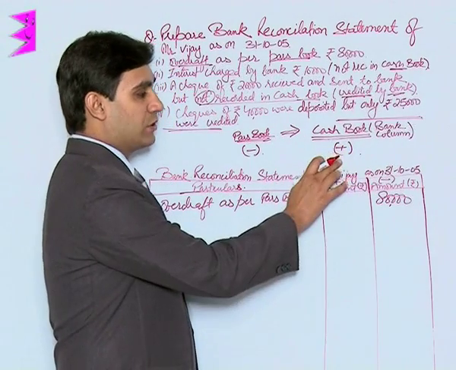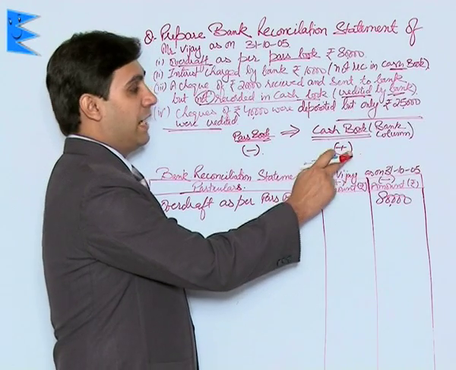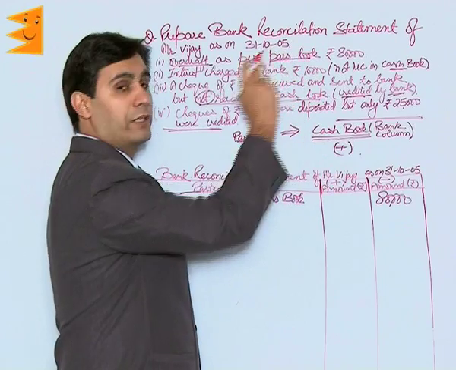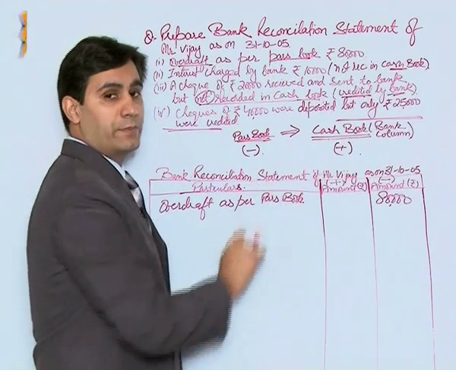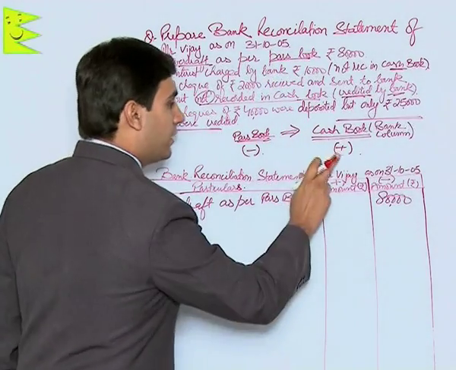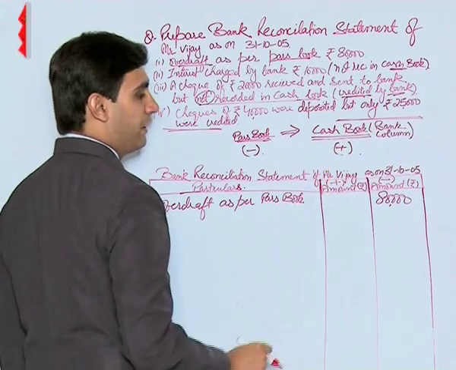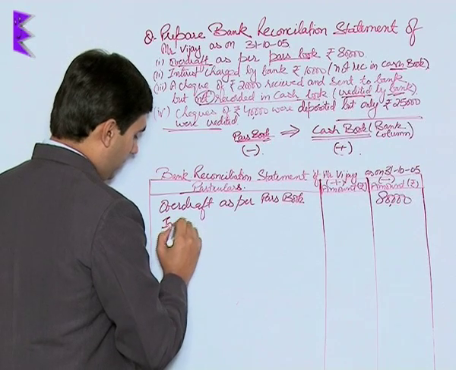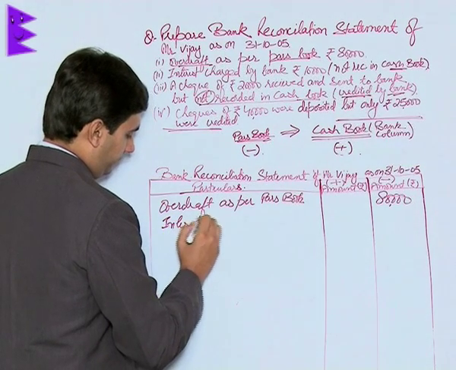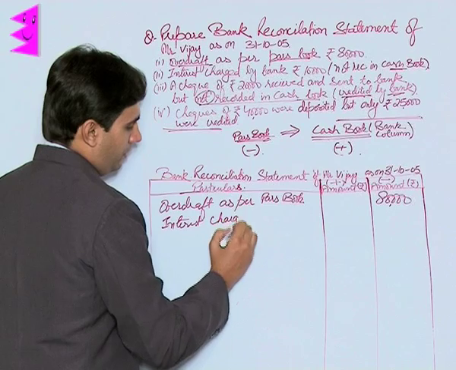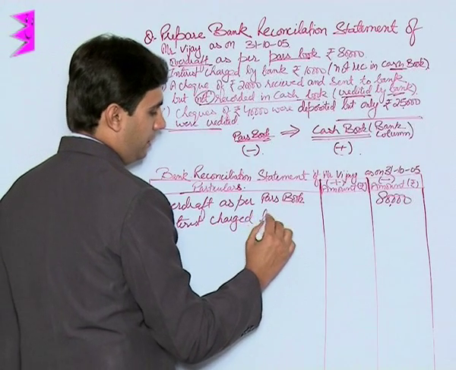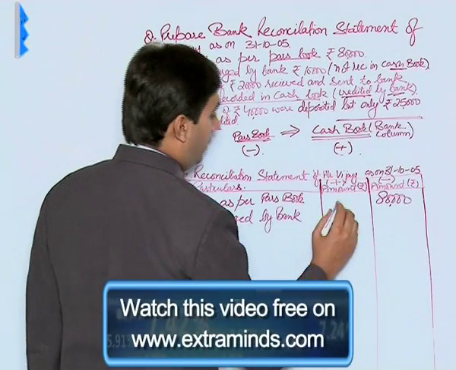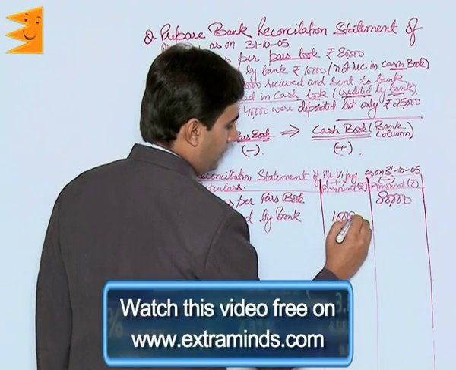Now cash book shows a positive sign here and we are required to find balance as per cash book. Passbook is already given to us, so we are required to find as per cash book. Since it shows a positive sign here, this entry will be recorded in the plus column and would be written as interest charged by bank rupees 10,000.